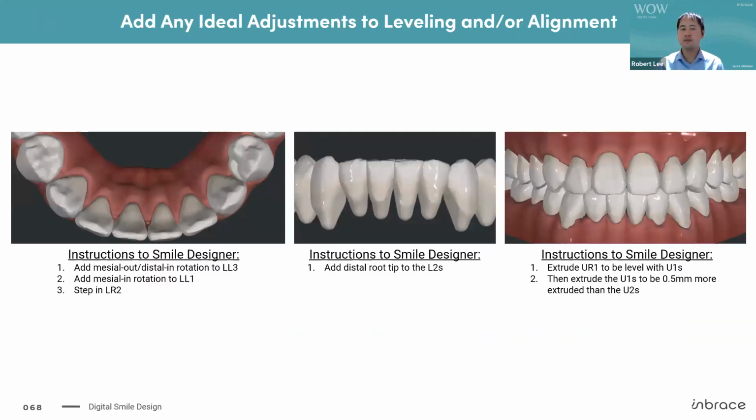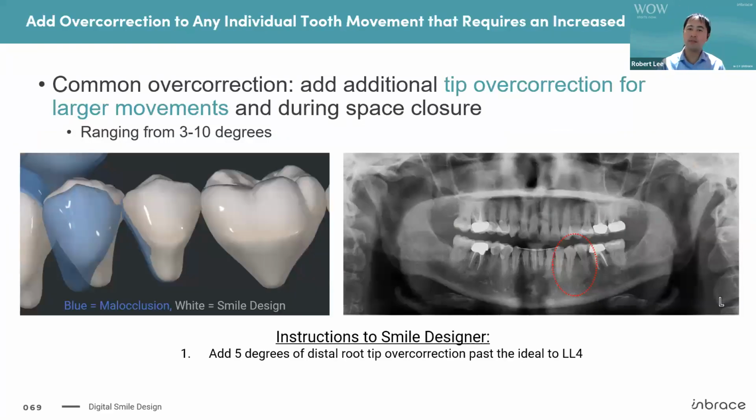Next thing I do is make sure everything's ideal, detailed how I want it. So I'll go through and add whatever rotations, leveling, root tip that I feel is necessary to make it more ideal. The third step is add any tip overcorrection to increase the force levels, particularly in this case here with the lower left 4, it starts with excessive mesial root tip, you need distal root tip. So adding about 5 degrees of distal root tip past the ideal will help this express a little bit more predictably. So these are all pretty straightforward, I would say.